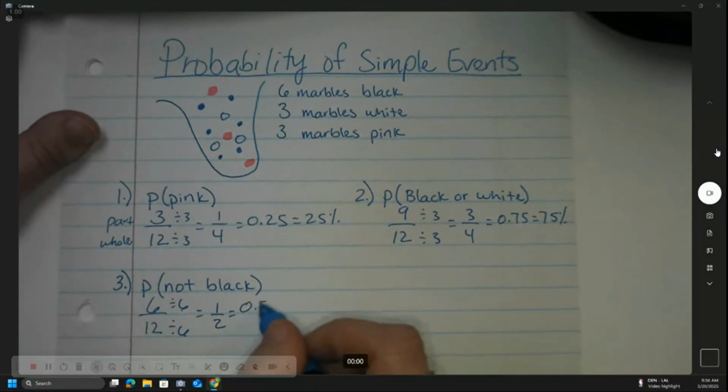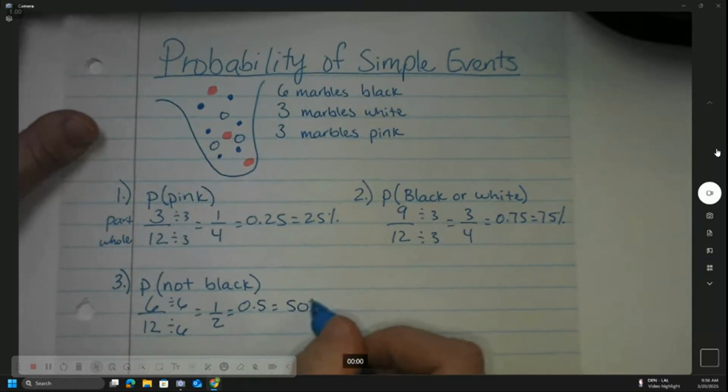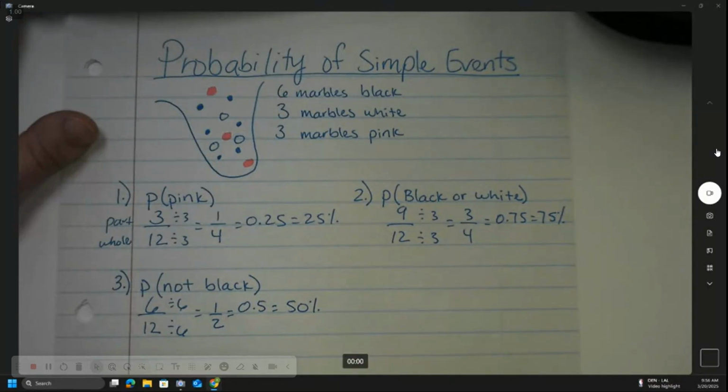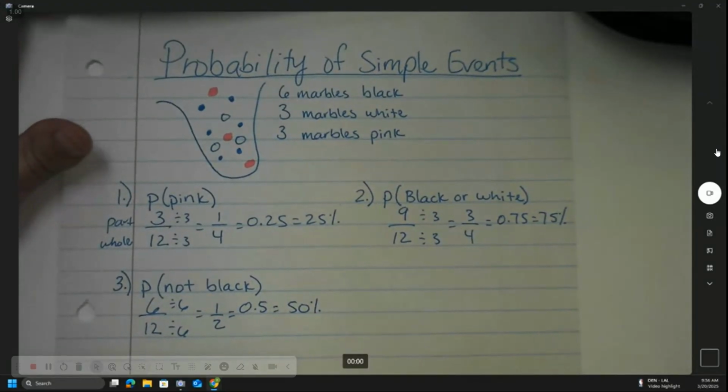So half of the marbles are not black, and you have a 50% chance of winning a marble that's not black. That's the probability of simple events. Remember the other real life examples, being captain and flipping a coin, 50% chance.